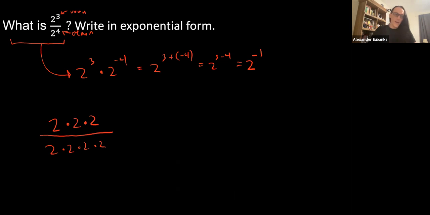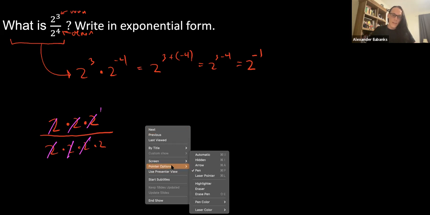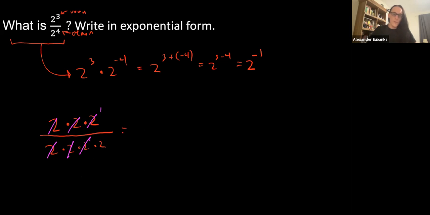You could just cancel, right? This cancels with that. You don't have to do it in order, but I will. This cancels with that. This cancels with that, right? So there's only a 1 left on top. And so pen color, red. And so this would be 1 over 2.